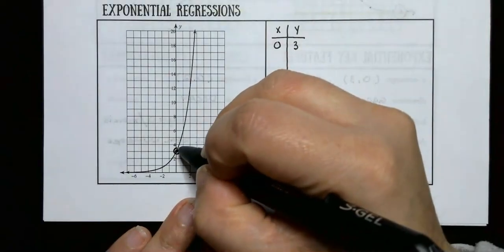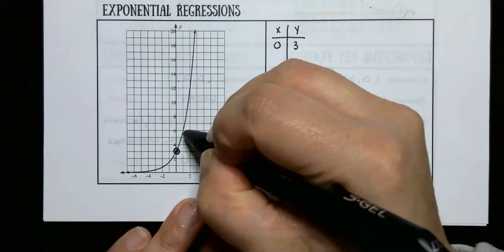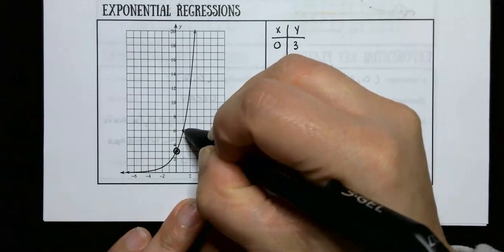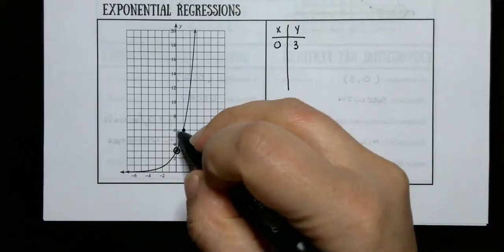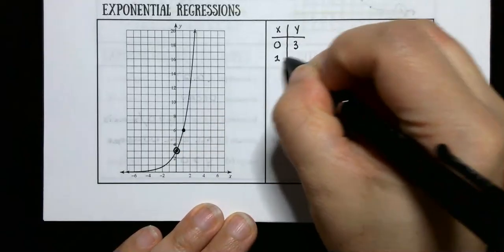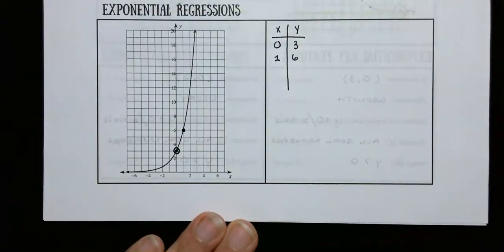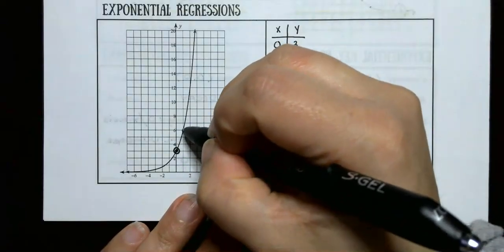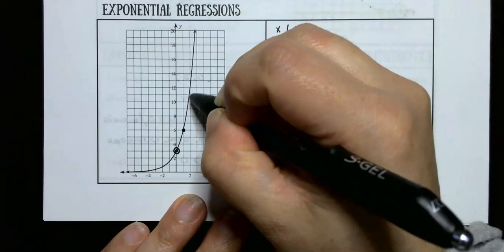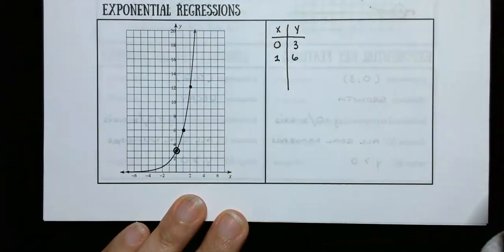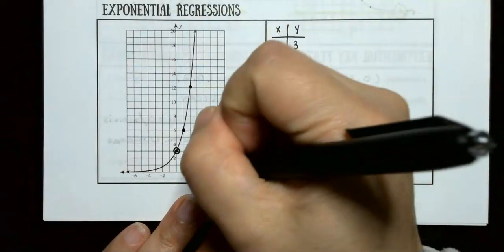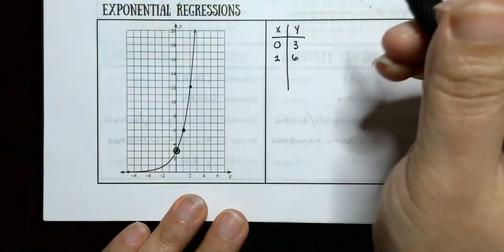Now, I'm actually going to use my pen to follow this line until I find something that looks like a whole number, like that one right there. That's going to be 1 and 6. So let's add that to our table. And then I'm going to continue following this line until I find some more points. So this one looks pretty close. That one looks more like 2 and 12.